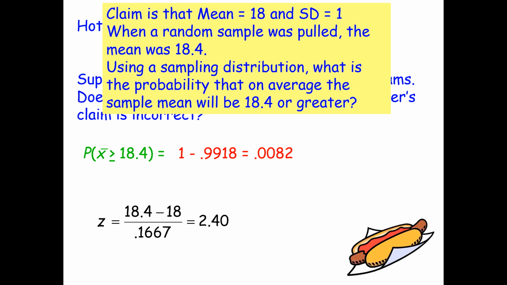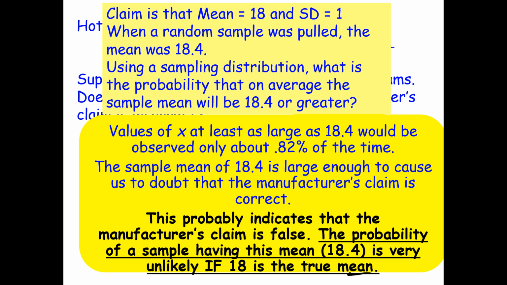So what does that mean? Well, that means that values of x bar at least as large as 18.4 would be observed only about 0.82% of the time. The sample mean of 18.4 is large enough to cause us to doubt that the manufacturer's claim is correct. So this probability indicates that the manufacturer's claim is false. The probability of a sample having this mean of 18.4 is very unlikely if 18 is the true mean.